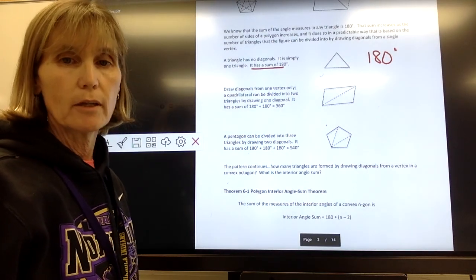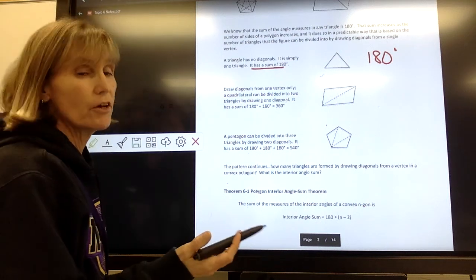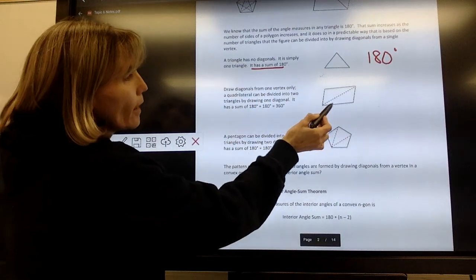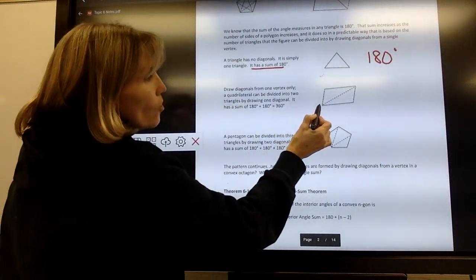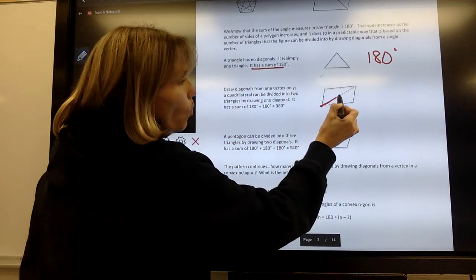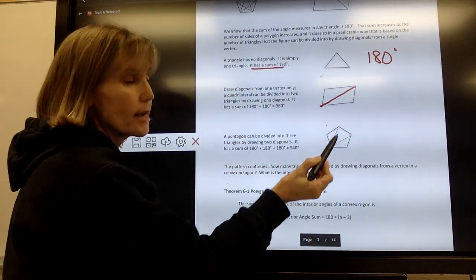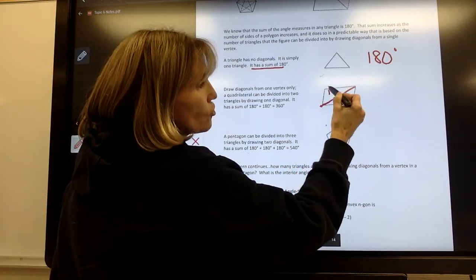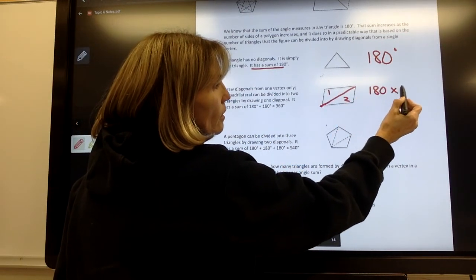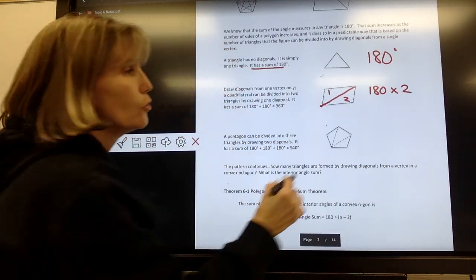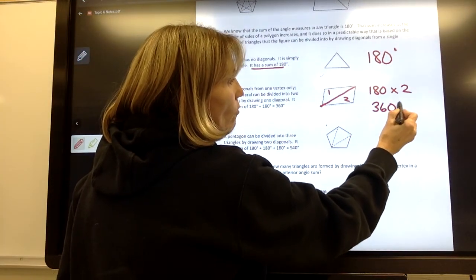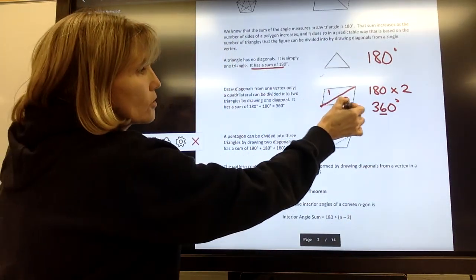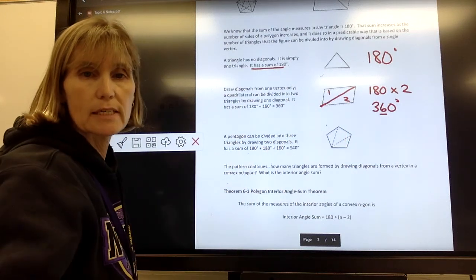So the way that we calculate figures that have more sides is we figure out how many triangles fit inside the figure. So if I have a quadrilateral here, a 4-sided figure, I can pick one corner and I can draw one diagonal. And that one diagonal creates 2 triangles. And since there's 2 triangles and each triangle has 180 degrees in it, I would take 180 times 2, and that would mean that a quadrilateral is going to have 360 degrees. That means the 4 angles of that quadrilateral are going to add up to 360.